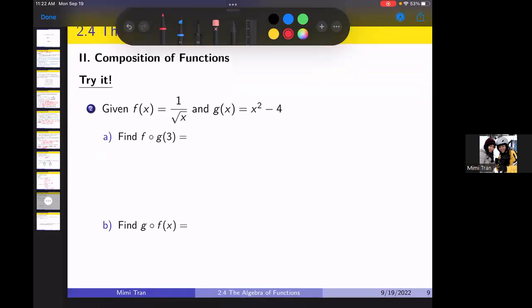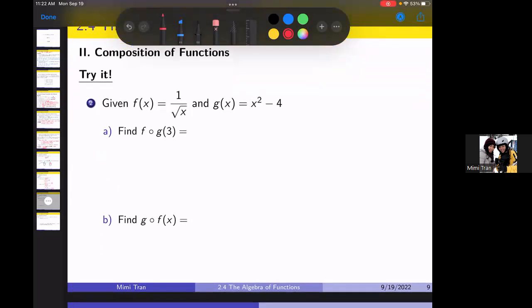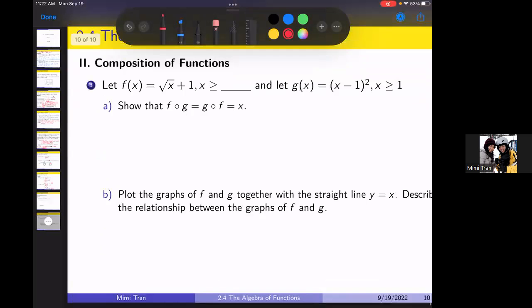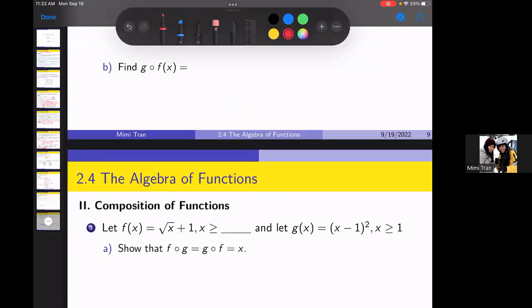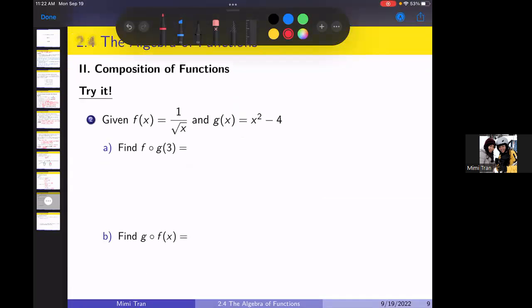No, let's do this one. Let's see what the last one is though. Yeah, let's do this one. You try this one.